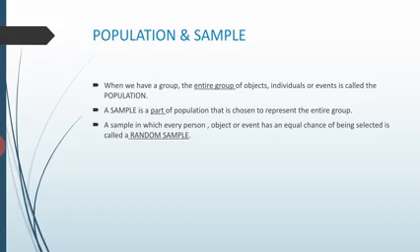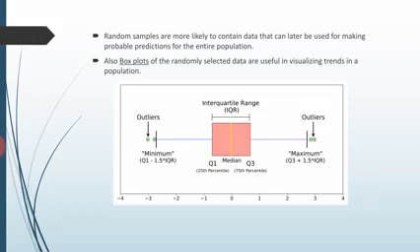We said that when we have a group, the entire group is called the population. When we have a part of the population, we call it a sample. And a random sample is a sample where we took the objects or events randomly, so every person or object or event has an equal chance of being selected. We have said that random samples are more likely to contain data that can later be used for making probable predictions for the entire population.